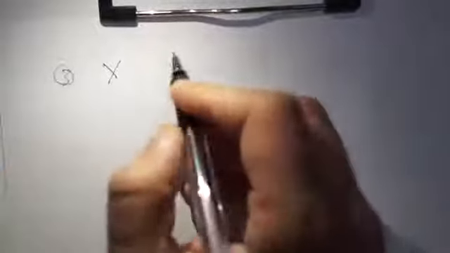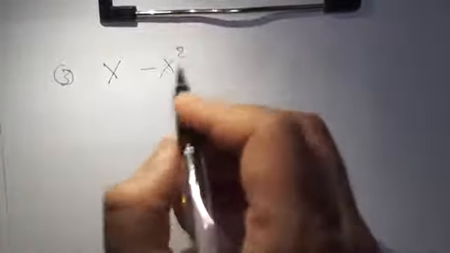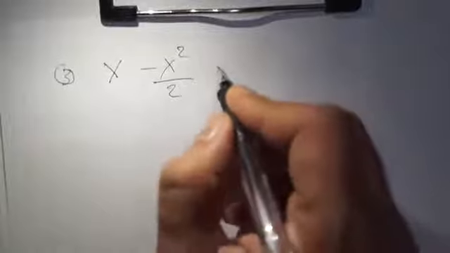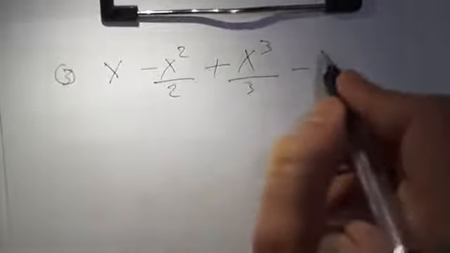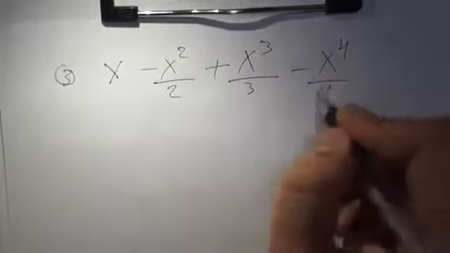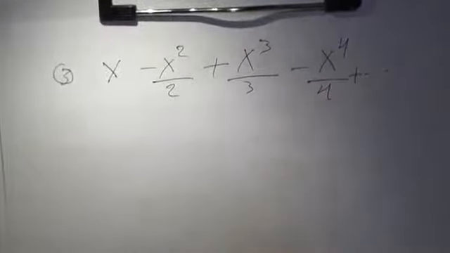مثال آخر: x minus x to power 2 over 2 plus x to power 3 over 3, x to power 4 over 4 and so on.